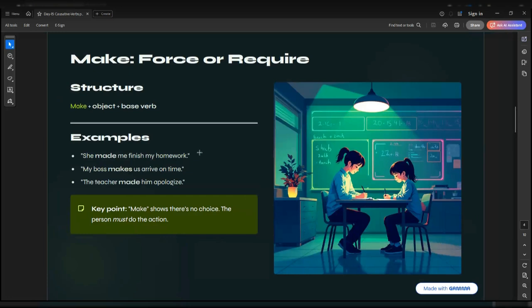First one is make, to force or require. When I'm forcing someone to do something, the simple structure is make plus object plus base verb. She made me finish my homework. Make, made, similar thing. You have to go with the three forms of verb. I hope you know it, right? Run, ran, run, read, read. So for make, we can use made here. She made me finish my homework. Made is make, object is me, finish is the base verb.